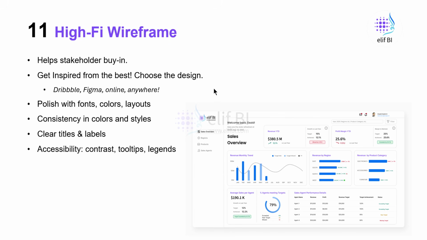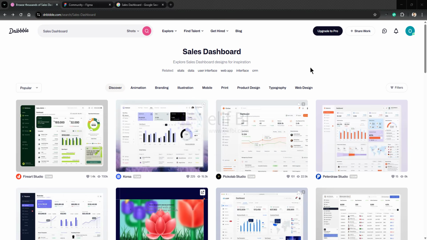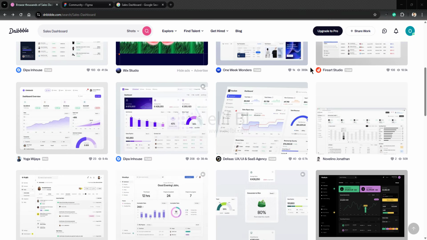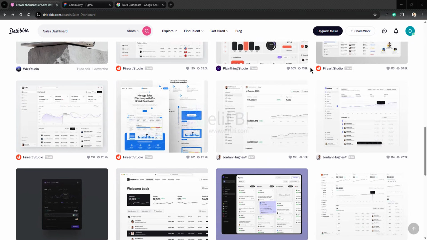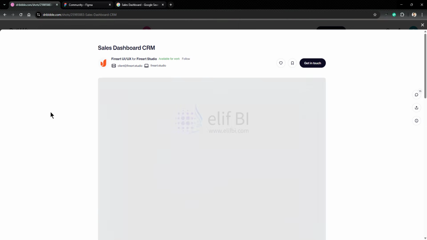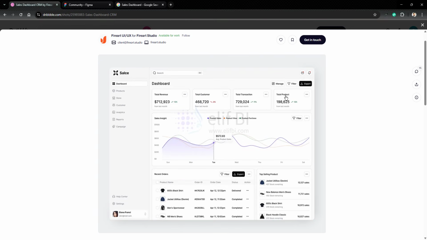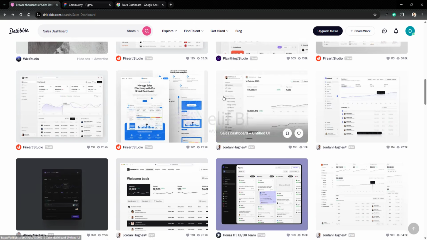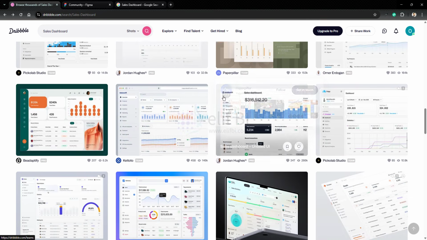A couple of sources where I usually go to are Dribbble and Figma, or I can search online anywhere. It could also be Pinterest. So Dribbble, as you can see, there are several designs for different dashboards and KPI cards from all around the world, and a lot of content to be inspired from.